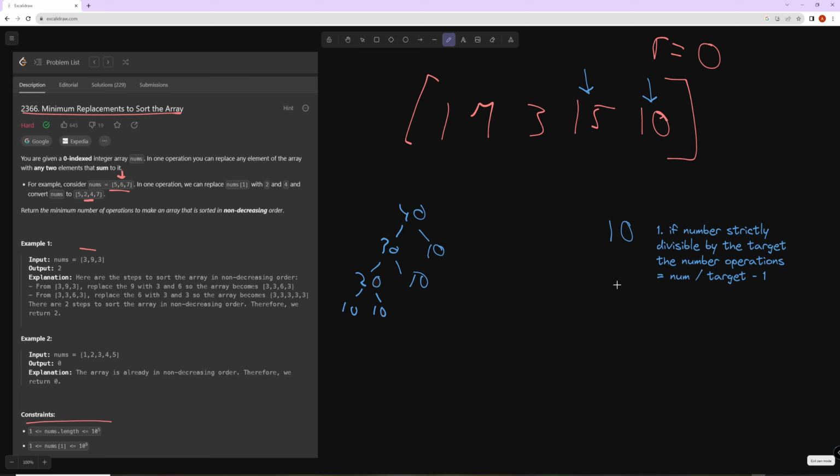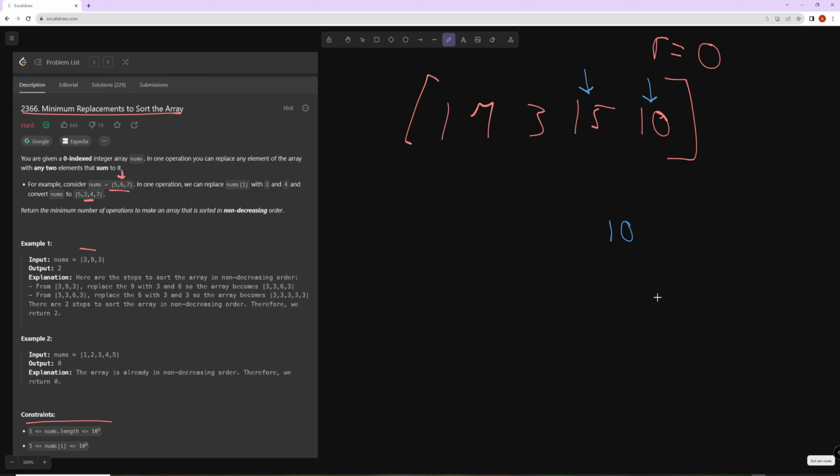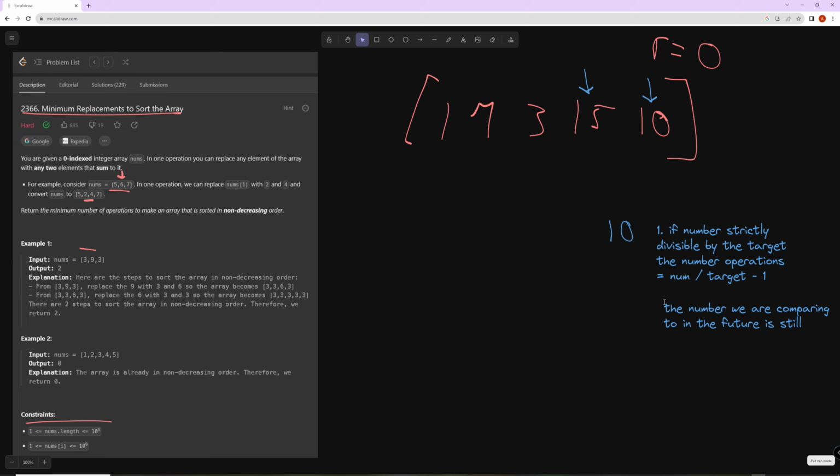And then what's our new number that we're comparing to? So let's write that down as well. So then the new number we are comparing to in the future is still that target number, right? Because our number was strictly divisible, if we had 40 and 10, then we would just break this 40 down into 10, 10, 10, 10, and then everything to the left would still be compared to 10. So that's strictly divisible.